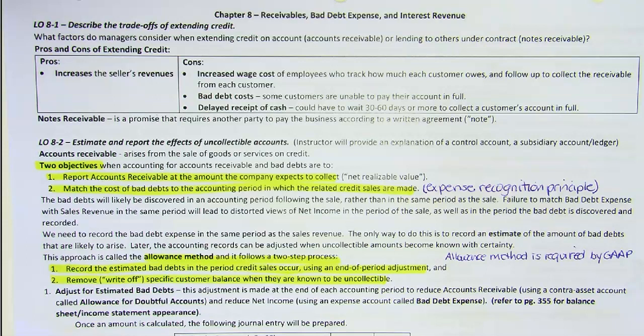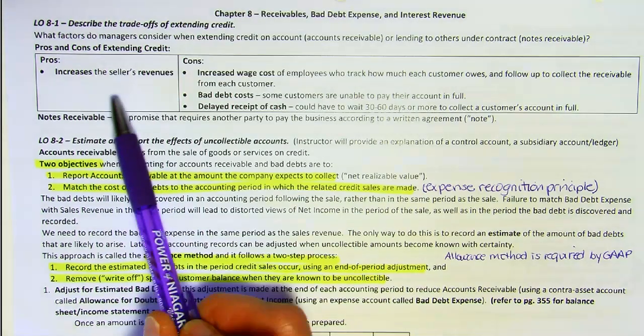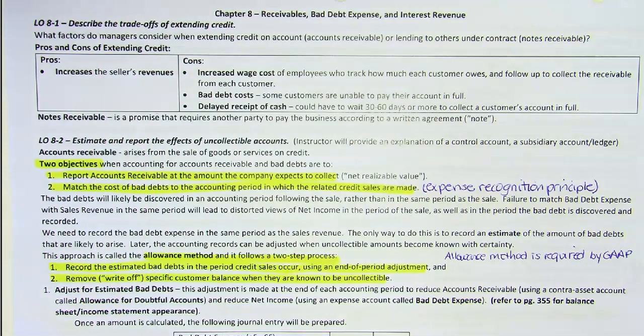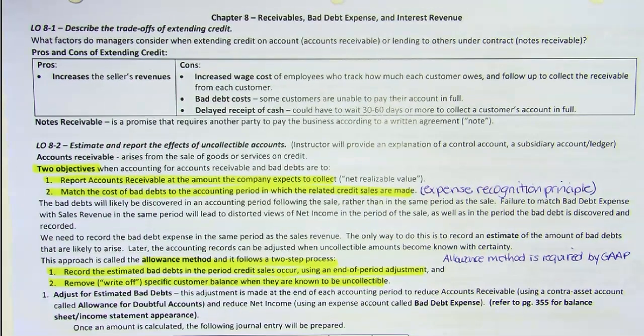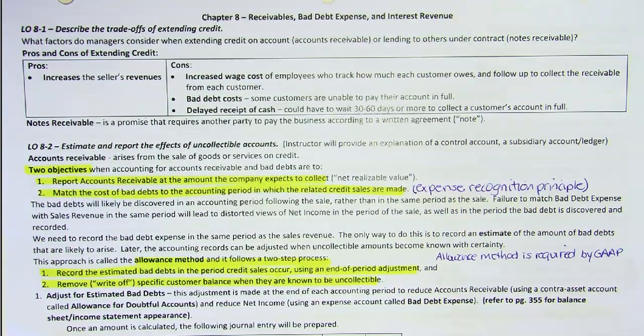If you remember, in Chapter 7 we talked about management issues related to inventory, and we're going to start out this chapter treating management issues relating to the decision to extend credit to your customers. So the first thing we need to consider are what are the upsides or pros, and definitely you can increase your revenue if you offer credit to your customers. On the other hand, let's consider the cons.